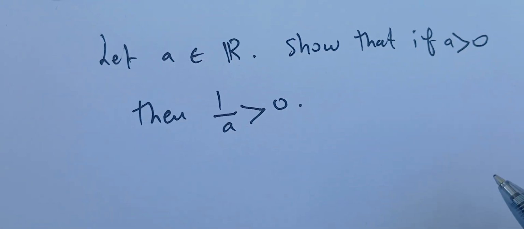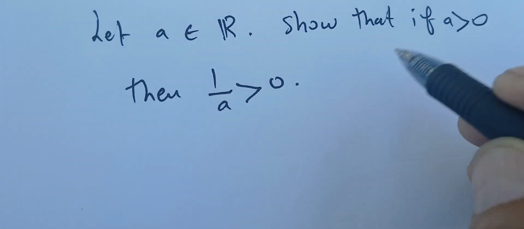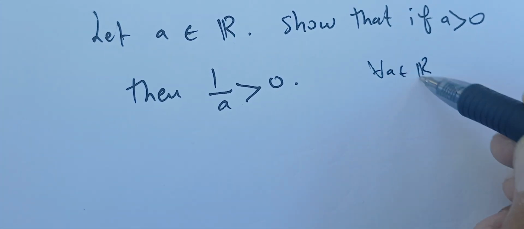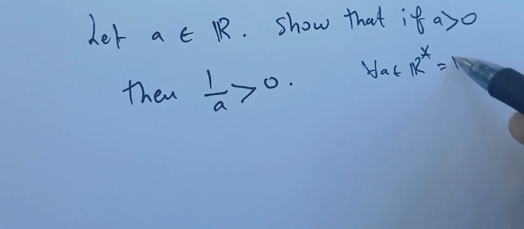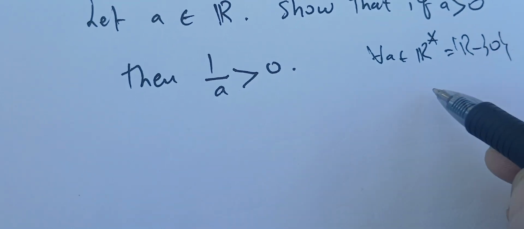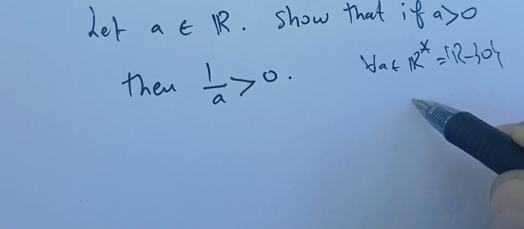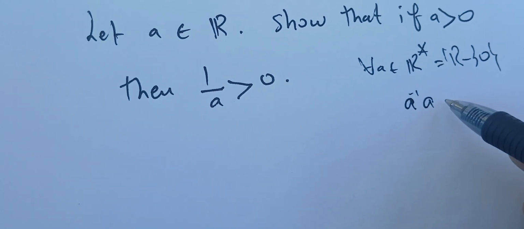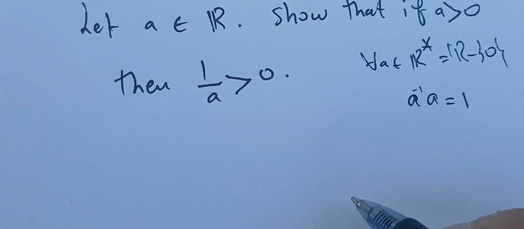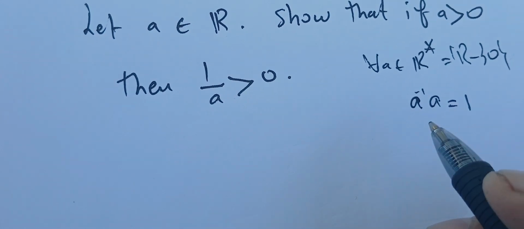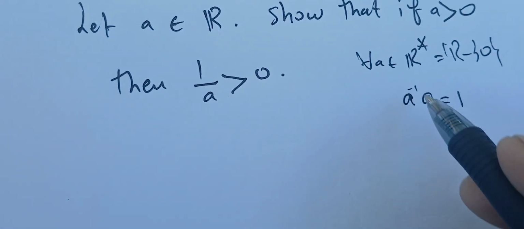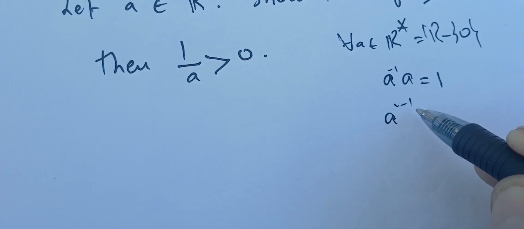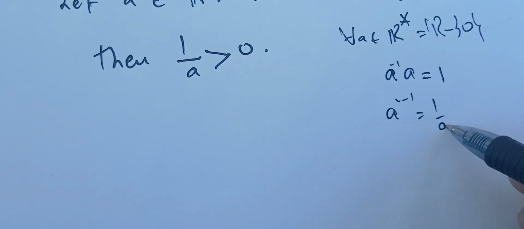That means in R, for every a in R star, that is R minus 0, there is an a inverse such that a times a inverse is 1. We can always find it, and this a inverse is simply 1 over a.